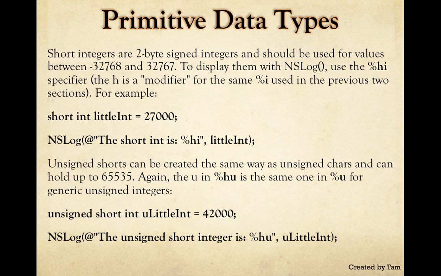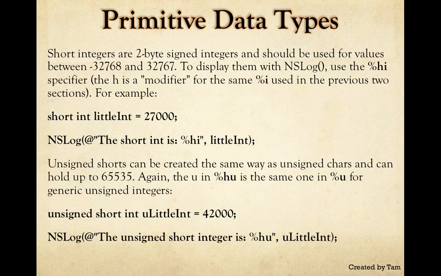Short integers are 2-byte signed integers and should be used for values between negative 32768 and 32767. To display them with NSLog, use the %hi specifier. The h is the modifier for the same %i used in the previous two sections. For example, short int littleInt equals 27000. NSLog, the short int is %hi, littleInt.